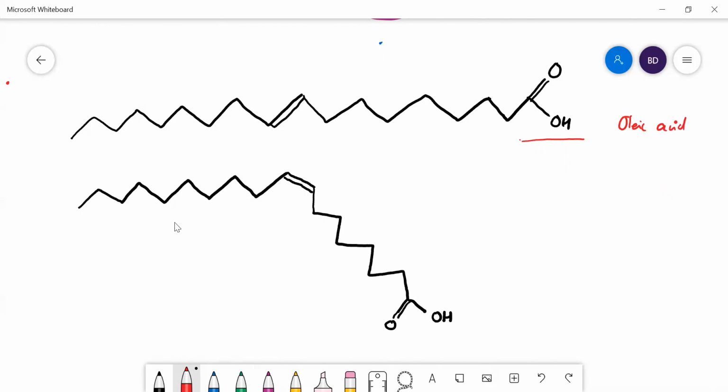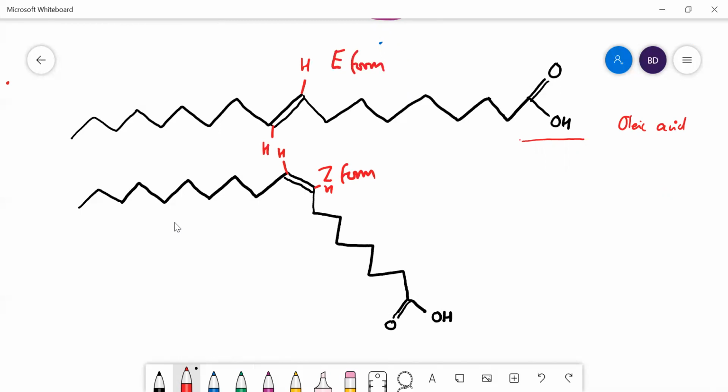It's 18 carbons long, and it's a very common fatty acid that you'll find. Now, all of this is the Z form, this one here. You see these invisible hydrogens are on the same side, whereas this here is the E form. The invisible hydrogens here are on opposite sides. That's the E form.